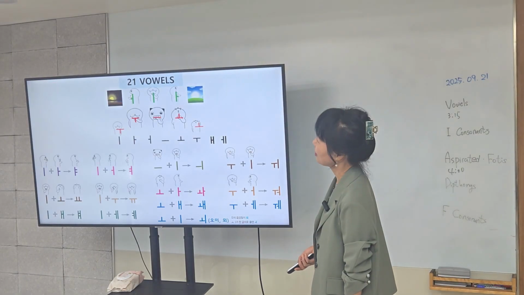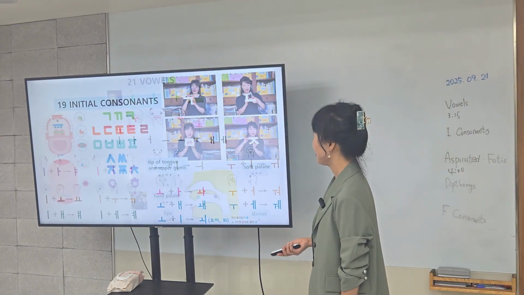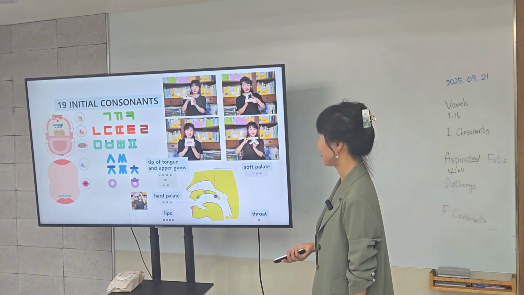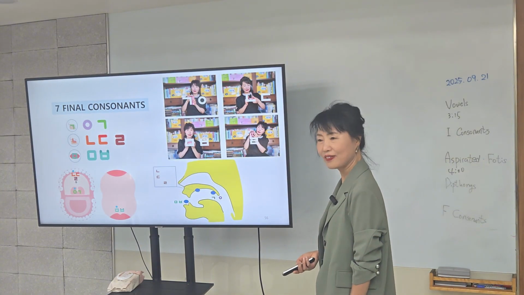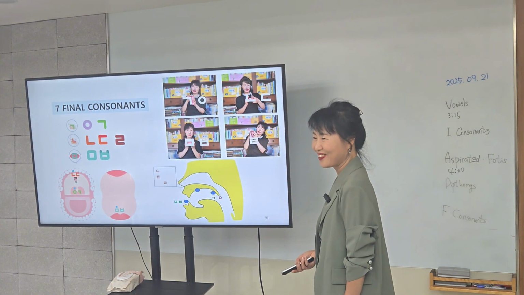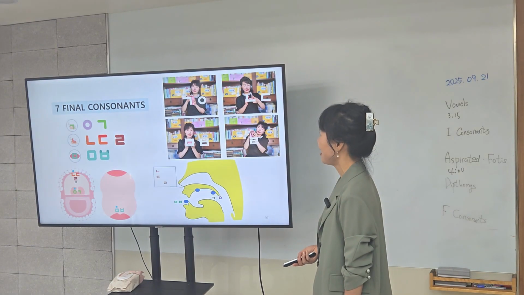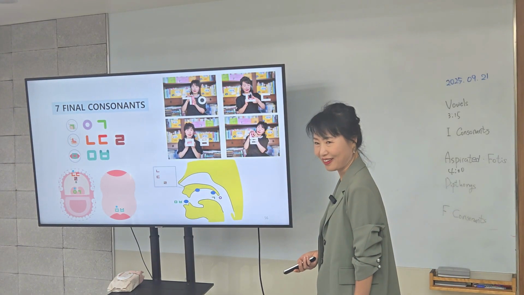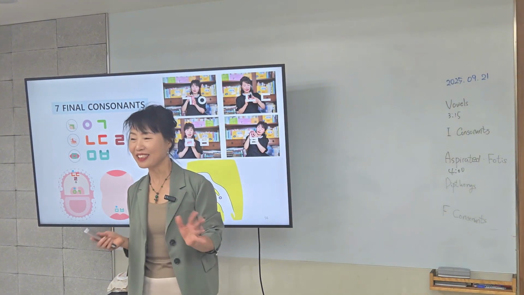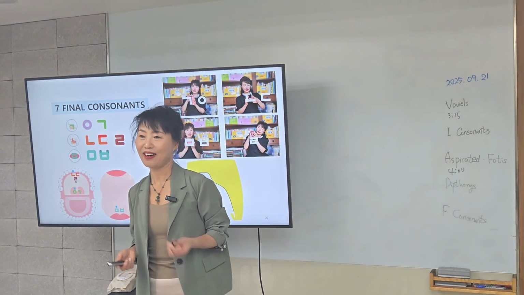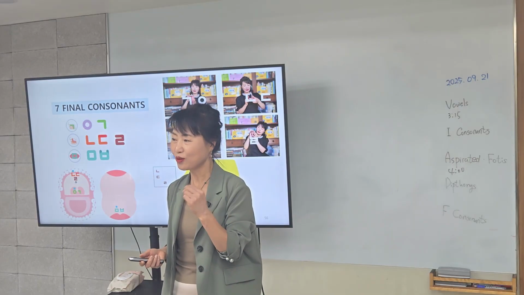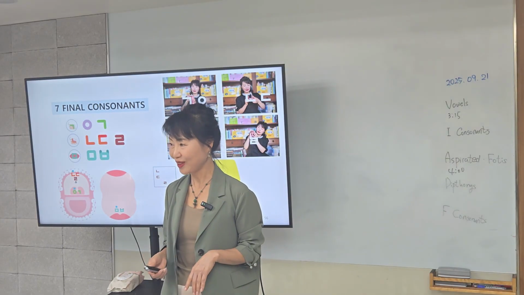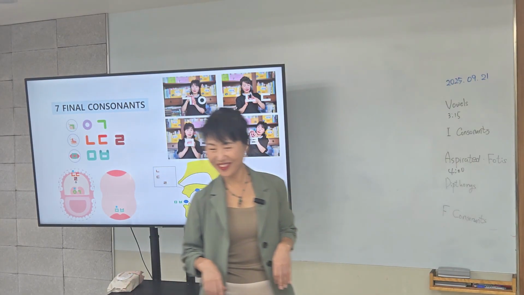We have learned 21 vowels, then 19 initial consonants and 7 final consonants. Wow. Let's take a break and then review, and let's read Korean words and lyrics of a Korean song. Okay.